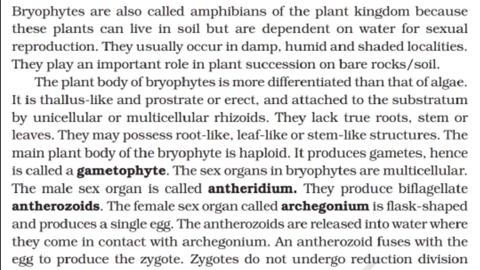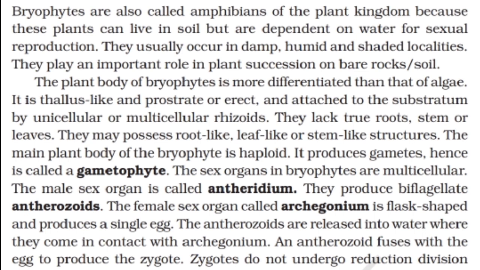The main plant body of the bryophyte is haploid. It produces gametes, hence it is called a gametophyte. The sex organs in bryophytes are multicellular. The male sex organ is called antheridium. They produce biflagellate antherozoites. The female sex organ called archegonium is flask-shaped and produces a single egg.